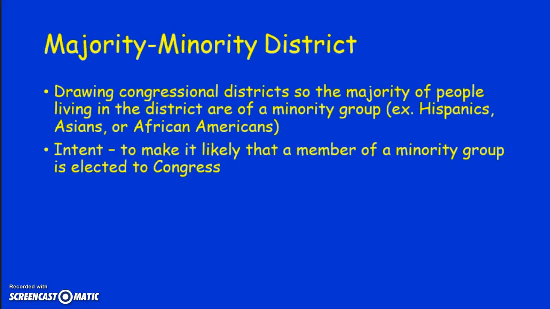Okay, majority-minority district, our last slide, is drawing congressional districts so the majority of people living in the district are of a minority group. So the majority would be Hispanic, or the majority would be Asian or African American, in hopes that a member of one of those groups would be elected to Congress to give a greater minority presence in Congress. So that's a majority-minority district. And we have 15 of those in Texas. Mostly Hispanic. Okay, that's all that I wanted to do for you.